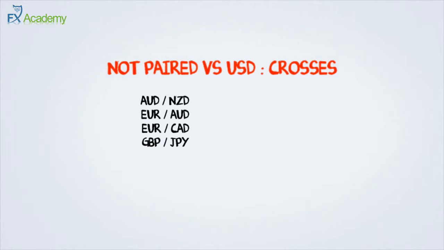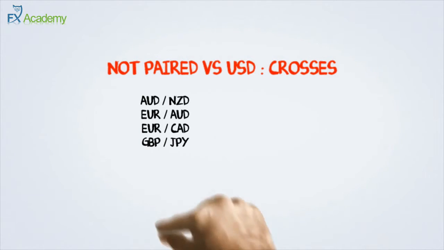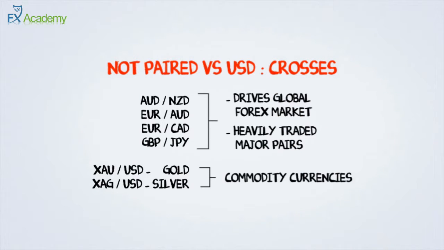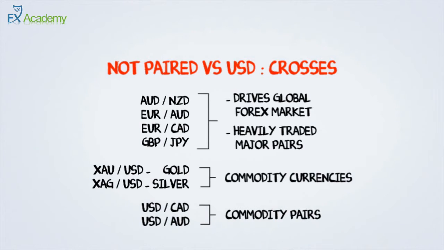In addition, there are the following 2: XAU/USD, gold, XAG/USD, silver, because gold and silver are actual commodities and can also be considered commodity currencies. These currency pairs are considered by many to drive the global Forex market and are the most heavily traded. Although it is widely regarded that the major pairs consist of only 4 pairs, some believe that the USD/CAD and USD/AUD pairs should also be regarded as majors. These 2 pairs can be found in the group of pairs known as the commodity pairs.